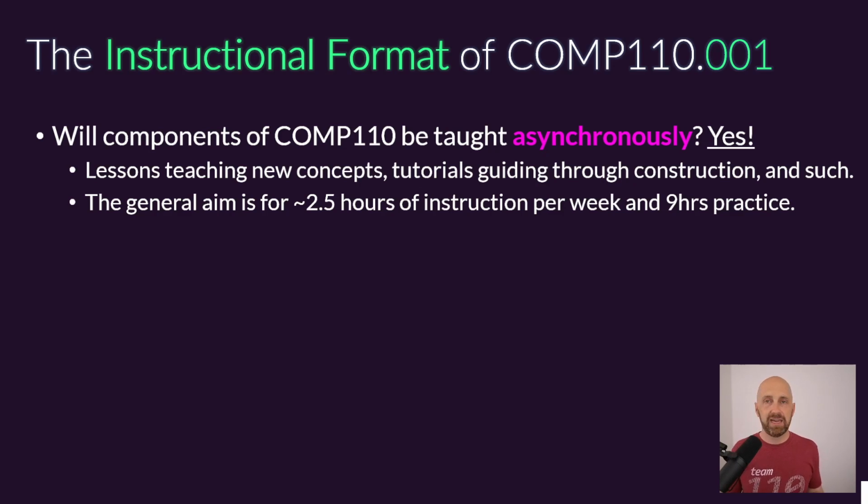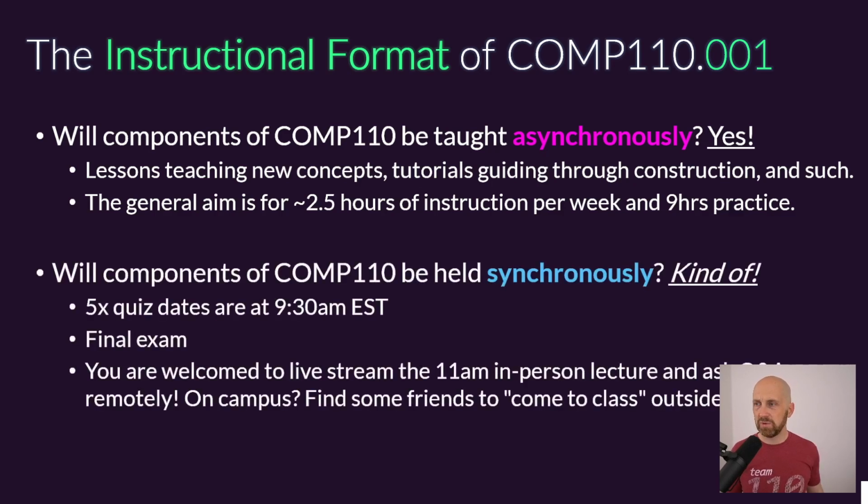And again, the aim is about 2.5 hours of instruction per week and then 9 hours of practice, which that trade-off is pretty common in a STEM course. You typically multiply the number of hours in a STEM course by 3 to get the number of hours you expect to work outside of class on it.